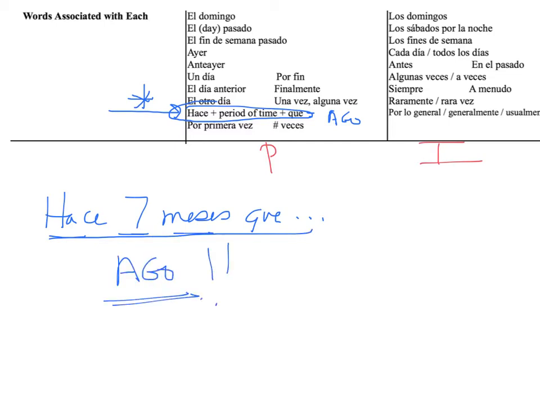Very important. On the imperfect side, los sábados por la noche, on Saturday nights, action by habit. Los fines de semana, on weekends, action by habit. Cada día, todos los días, every day. Algunas veces, a veces is sometimes. So I'm just going to write X for time, sometimes. I'm out of space here. Siempre, always. A menudo, once in a while. Raramente, rara vez, rarely. Por lo general, generalmente, usualmente, generally, usually. Again, all these are all things that show actions by habit, which are going to be the imperfect tense.